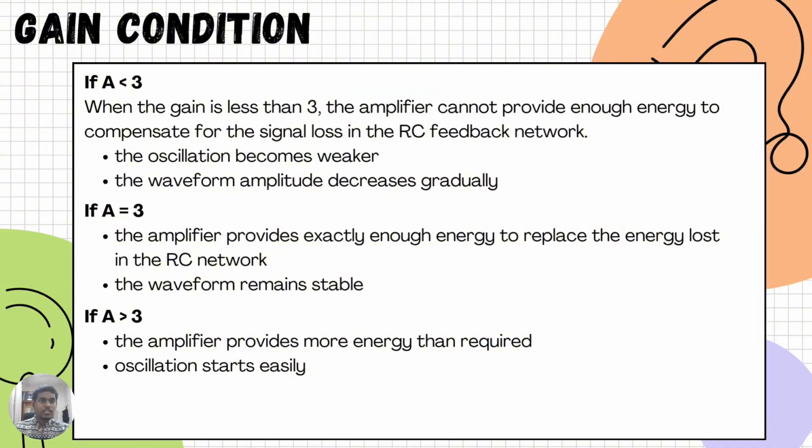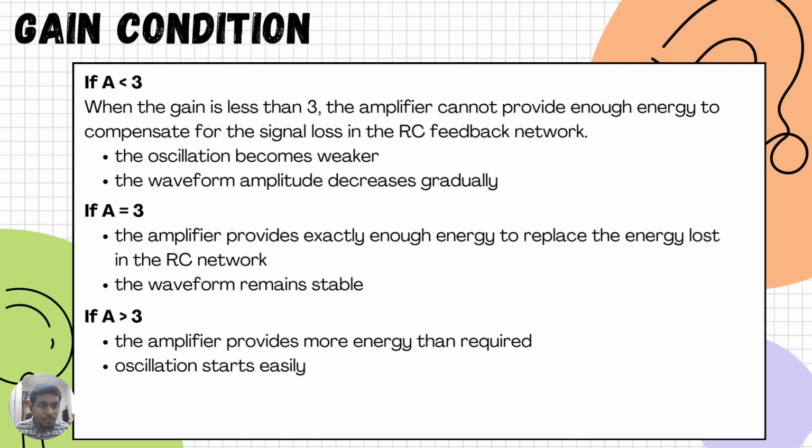Okay, to the RC feedback network. So as a result, the oscillation becomes weaker, the waveform amplitude decreases gradually, and eventually the oscillation stops completely. So what do you understand from this? This means no stable sine wave output is produced, and the circuit fails to operate as an oscillator. So you're going to go for condition number 2.